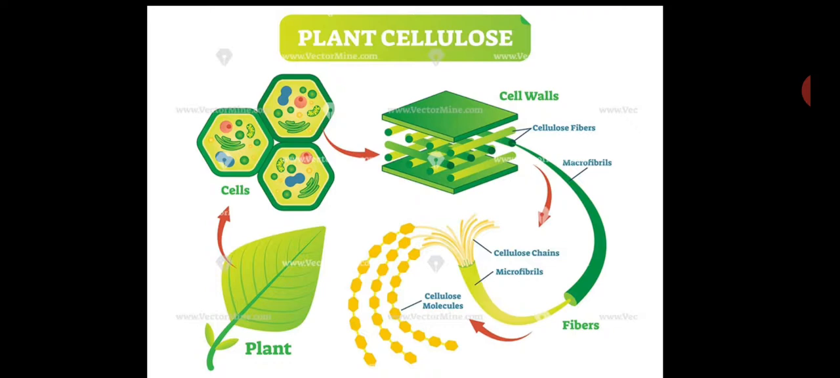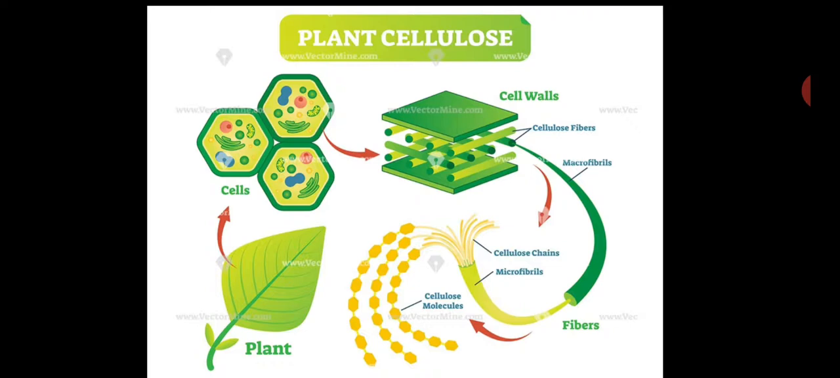These cellulose chains can form micelles. One micelle contains about 100 cellulose chains. Every cellulose chain is a polymer of glucose units. So 100 cellulose chains together form a micelle.